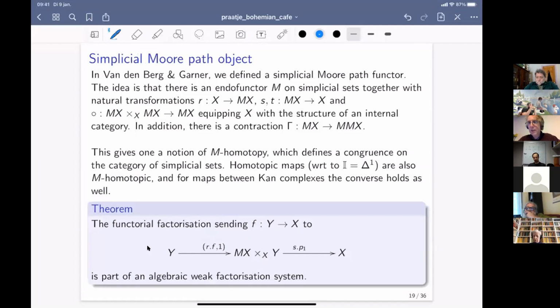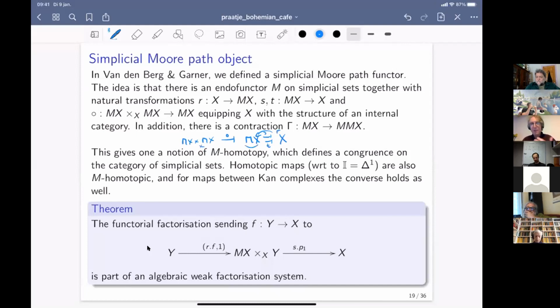And what happens is that every simplicial set becomes the object of objects of a certain internal category in simplicial sets. So there is a kind of composition operation, there's a source and a target, and there is a reflexivity, like an identity arrow operation, and you can prove that it satisfies the axioms of an internal category.